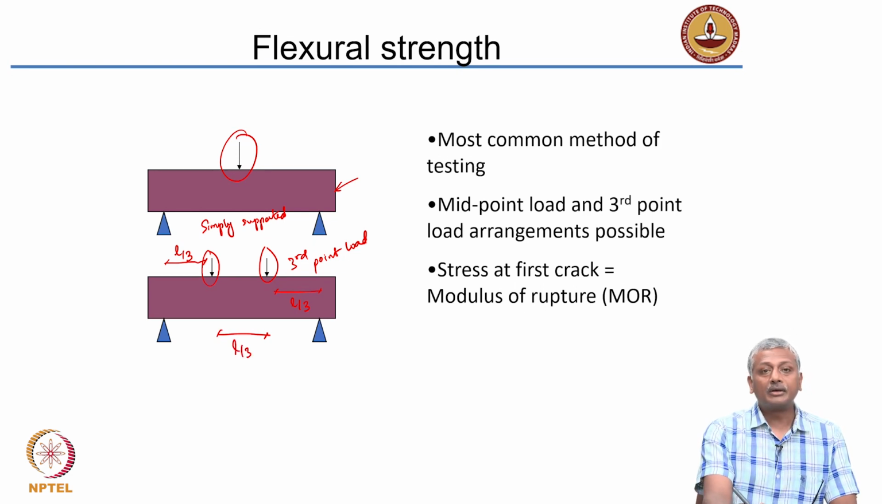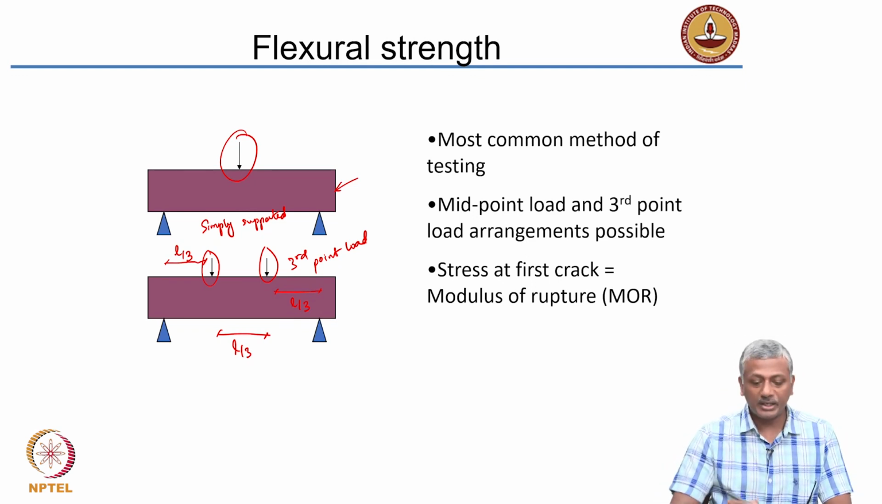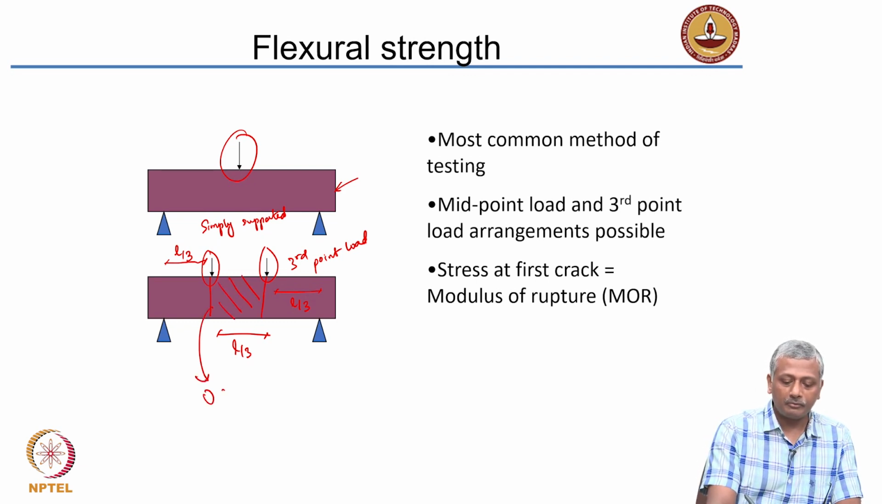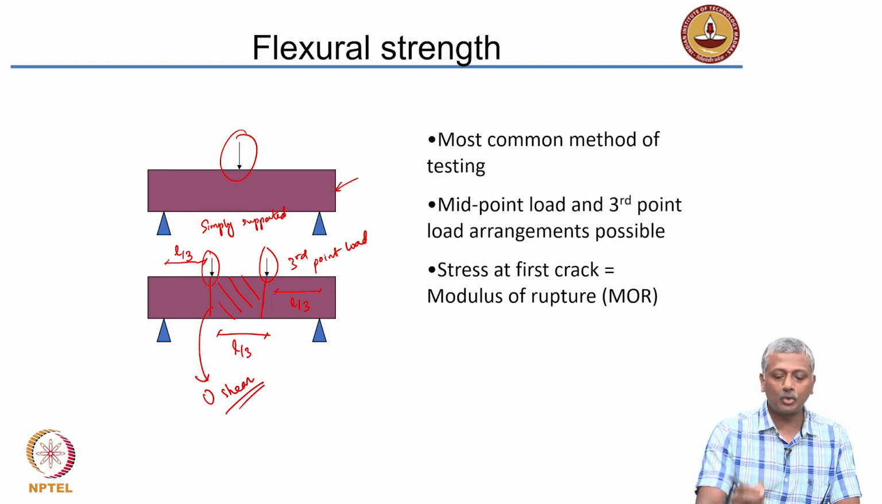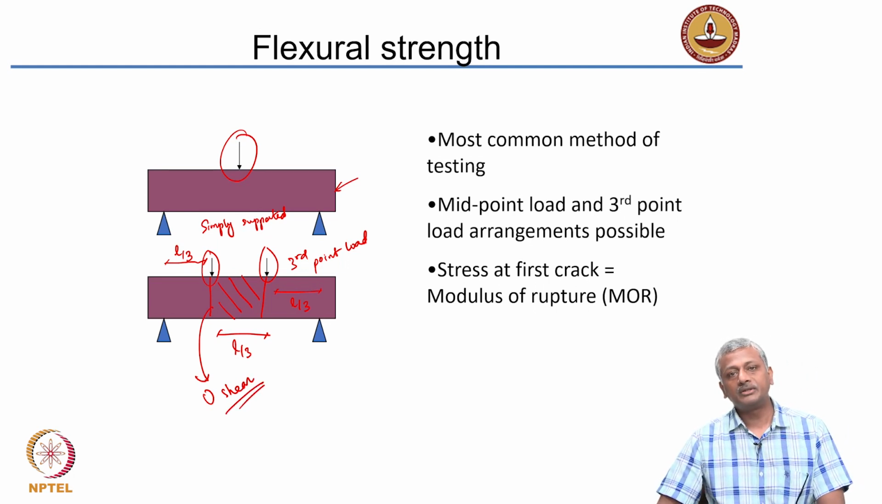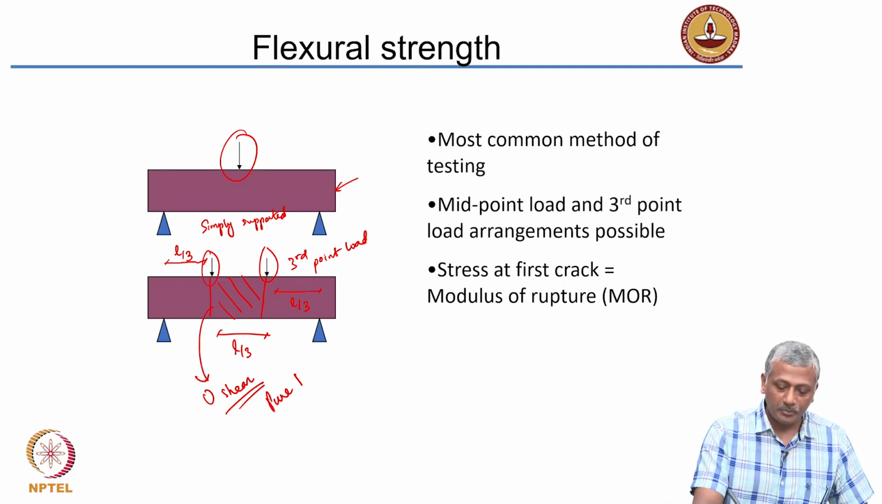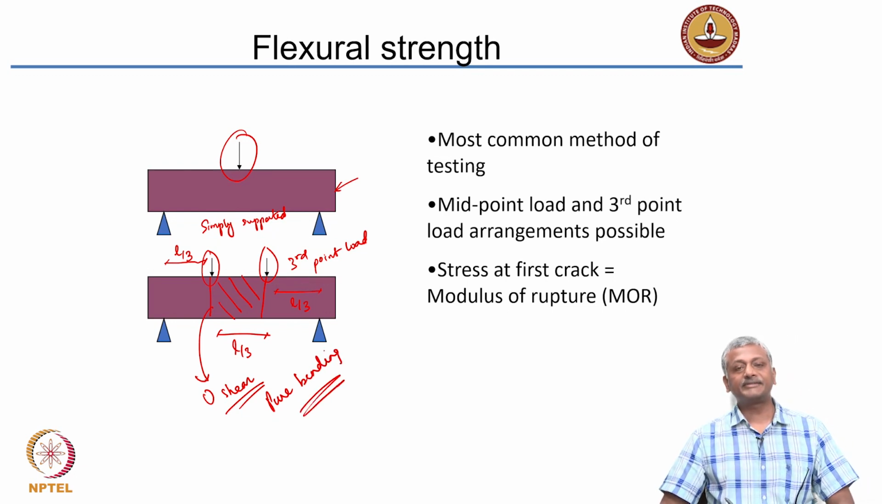Okay. Now, the interesting part here is when you do this third point load test, you get a large zone here between the loads where shear is 0. You don't get any shear between the two third point loads. You don't get any shear, you get pure bending, okay, pure bending. And that is the reason why usually we prefer this third point loading arrangement.